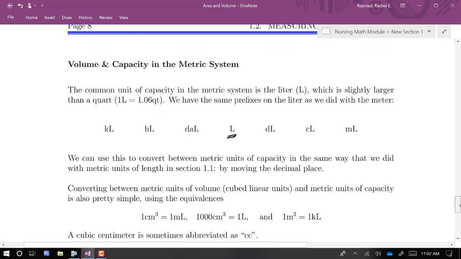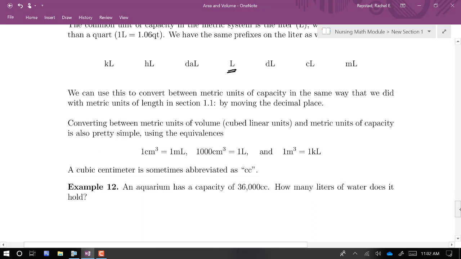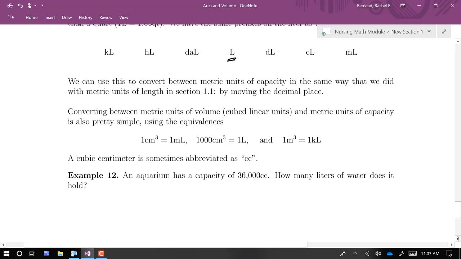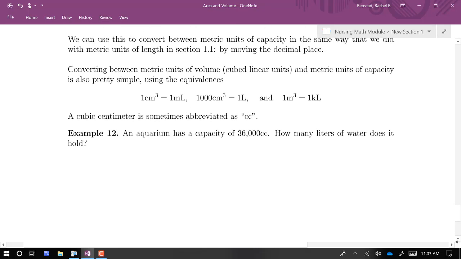With the metric system, we have this nice equivalence that 1 cubic centimeter is 1 milliliter. And then from that, 1 liter is 1,000 cubic centimeters, and then 1 cubic meter is 1 kiloliter. We do this simply by multiplying by 1,000 each time. But 1 cubic centimeter is 1 milliliter, and that makes it fairly simple to do some conversions.